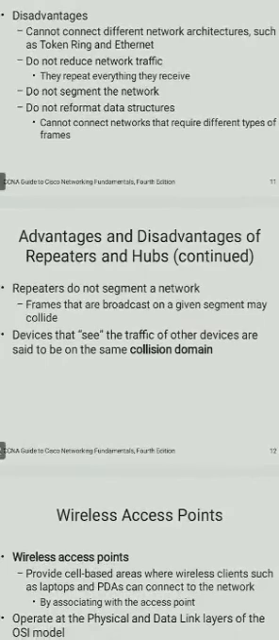Repeaters do not segment a network. Frames that are broadcast in a given segment may collide. Devices that see the traffic of other devices are said to be on the same collision domain.